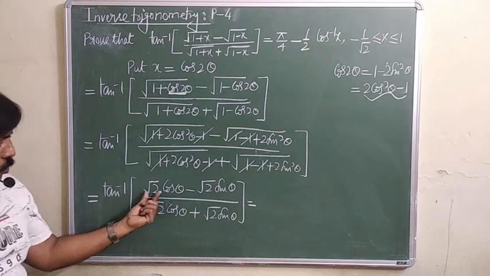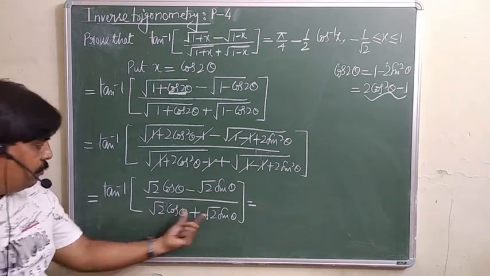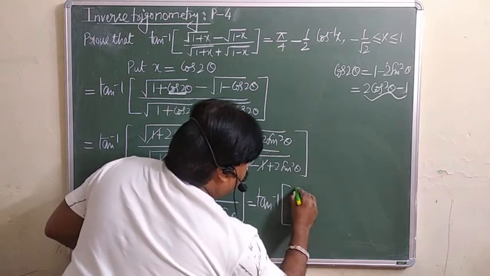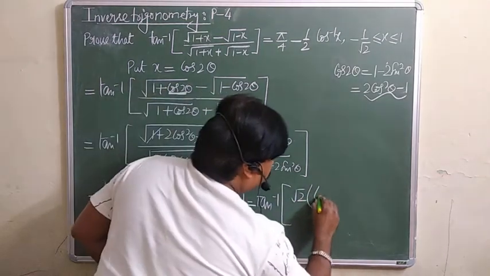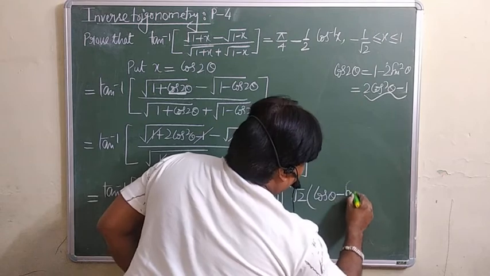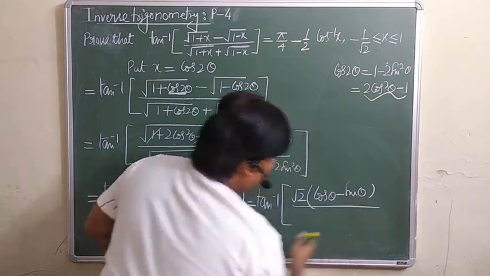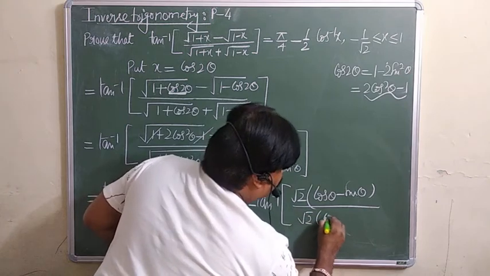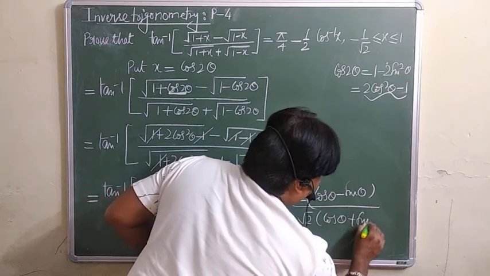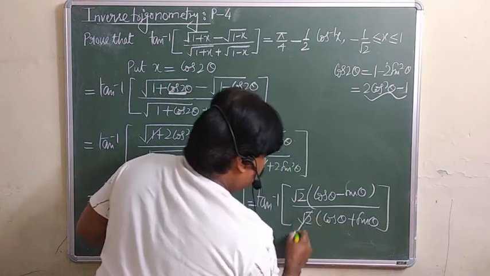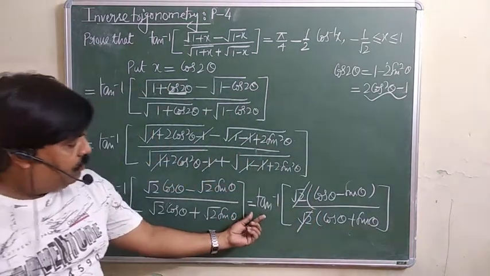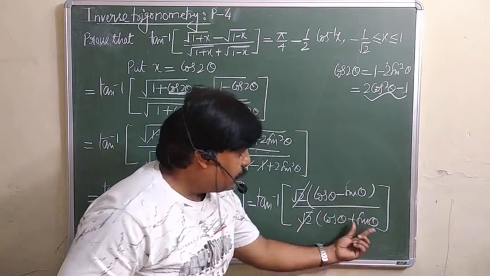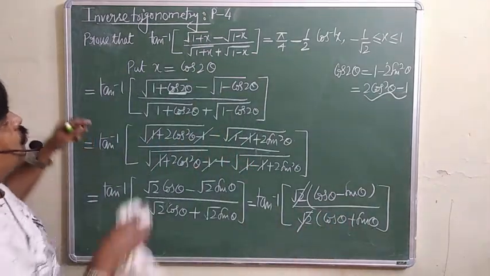Now you can take out root 2 common from the numerator and denominator. So you will get tan inverse of root 2 times cos theta minus sin theta over root 2 times cos theta plus sin theta. You can cancel this root 2 and root 2. So finally we are getting tan inverse of cos theta minus sin theta over cos theta plus sin theta. Now look at here.